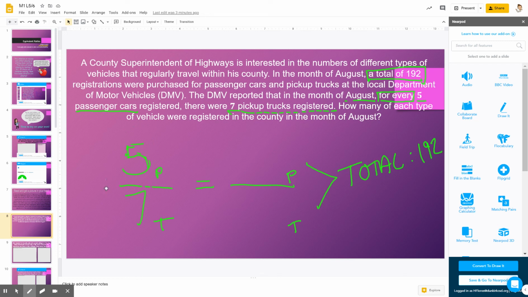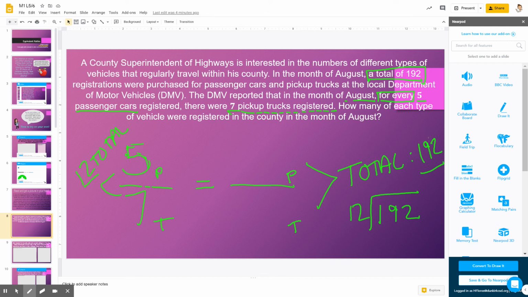All right. Well, how are we supposed to figure that out? Let's take a look at this ratio over here. If there were only 5 passenger cars and 7 trucks, what would the total be? The total would be 12. So if it's 12 total over here, we know that whatever this and this is going to be is going to equal 192. So this is how you do it, and this is the different part from what we've done before. We're going to take our total of 192 and divide by the total on the other ratio. So 192 divided by 12.